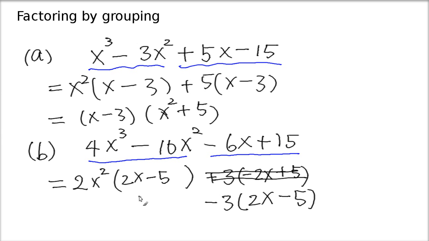So now look at the parentheses, 2x minus 5, 2x minus 5. Now they are the same. So we can pull 2x minus 5 out and write down what's left over. 2x squared minus 3. And this is the answer.